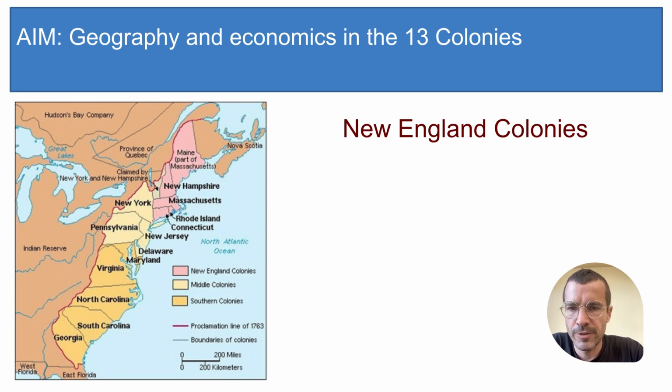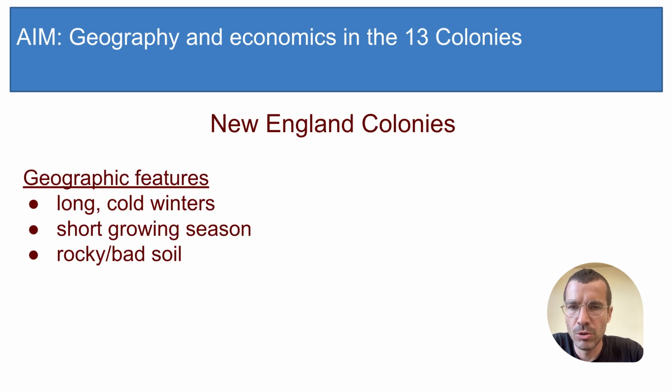In terms of geography, the New England colonies are cold. Winters are long, which means there's not a lot of time to grow crops. And we call that a short growing season. Also, soil in New England tends to be full of rocks, which makes it difficult to grow crops. So in general, it was pretty hard to grow things in New England. On the other hand, there were a lot of forests, lots of fast-moving rivers, and excellent ports for ships to sail in and out of.